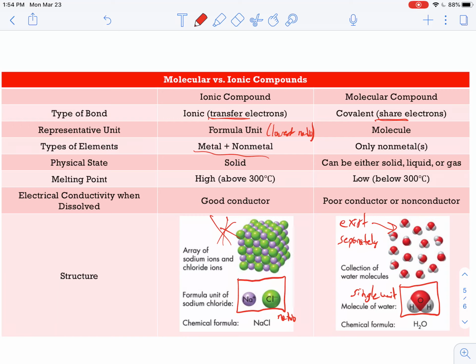When we look at the melting point of ionic compounds, we said they were very high melting point. As a result, they were very stable, rigid structures, whereas the melting points of molecular compounds are going to be much lower.